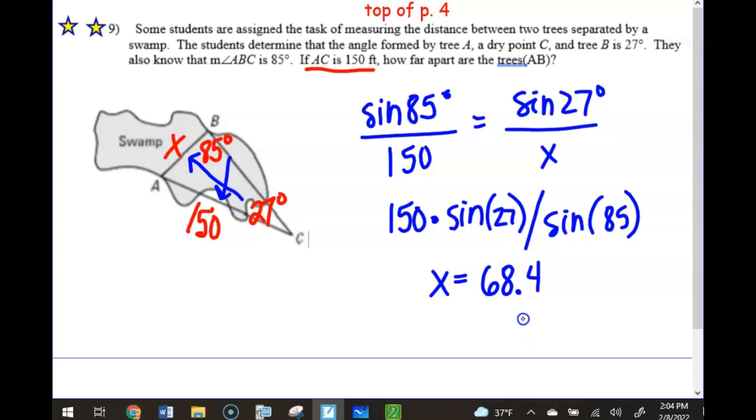Law of cosines always has an exact answer either direction. Law of sines always has an exact answer, or only one answer when you're finding a side. It's only when you find an angle. And this was a distance in feet, guys. Everybody good?